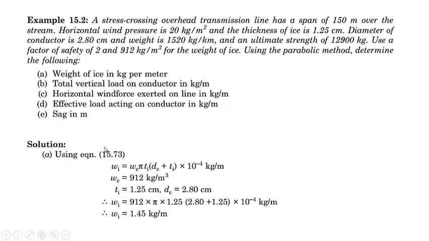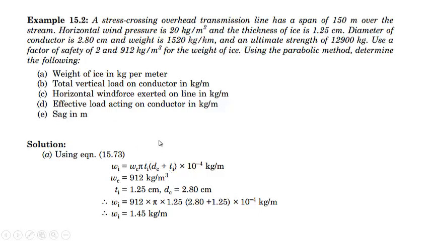So first we'll calculate Wi. Wi, as we know, is equal to WC pi Ti into dc plus Ti into 10 to the minus 4, and WC is given as 920 kg per meter cube. Ti is given as 1.25 centimeter, dc is given as 2.8 centimeter. So putting all these values into Wi, Wi will be equal to 1.45 kg per meter. So this is for this.